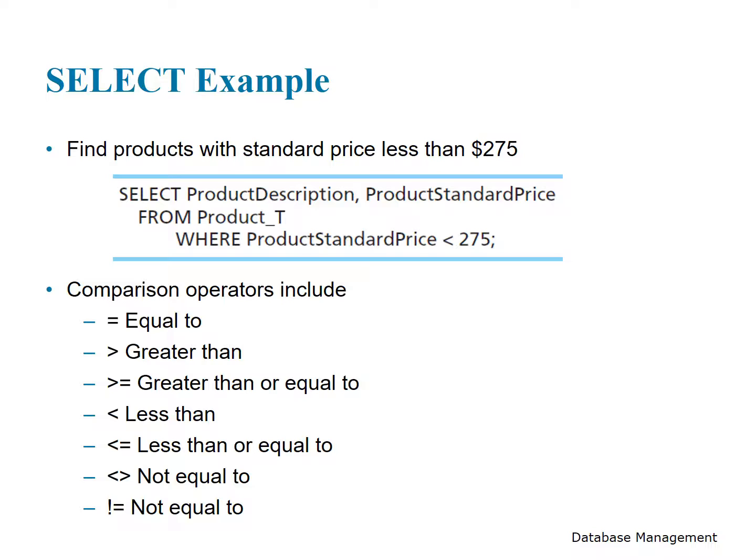The WHERE clause includes one or more conditions. A condition is a test that, for each row in the table, is either true or false. Only those rows with a true result are permitted in the result set of the query. Comparison operators include equal to, greater than, greater than or equal to, less than, less than or equal to, and not equal to.